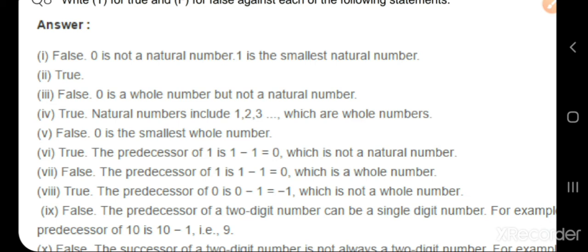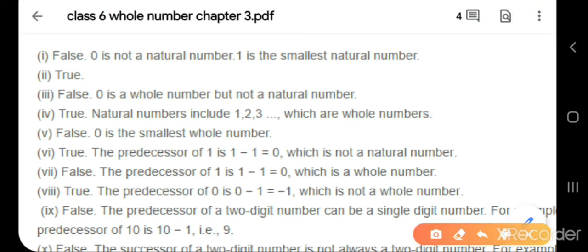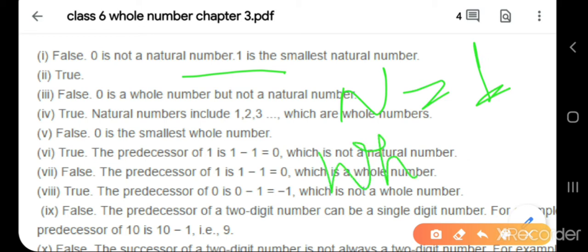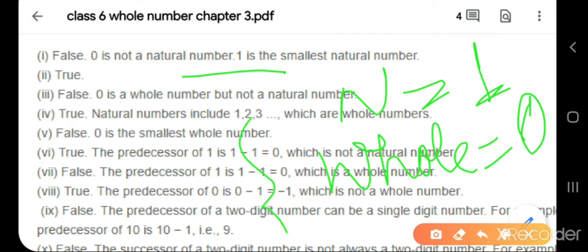the first question of question number 8 is: 0 is the smallest natural number. Smallest natural number? No, because natural numbers start from 1. I have also mentioned in this video that natural numbers start from 1, and whole numbers start from 0. Okay, remember this thing.